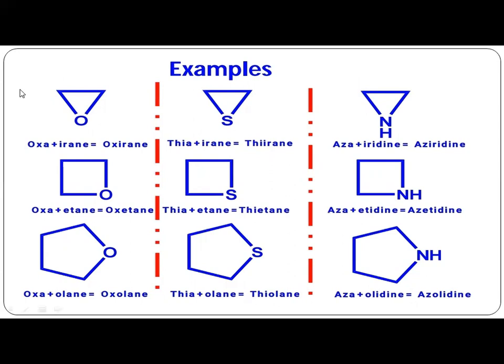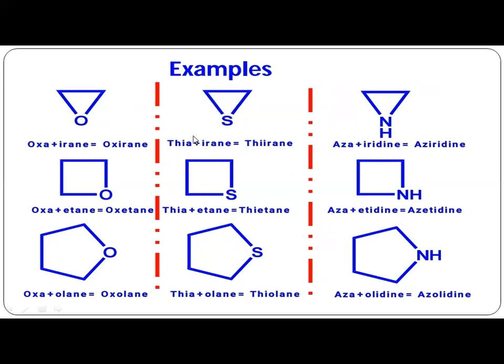These are some examples of the Hantzsch-Widman system. Let's see the first. It is a 3-member ring, and it is a saturated ring. There is no double bond present here. So it is a saturated 3-member ring, and the suffix will be irane. As we said, the heteroatom is oxygen, and for oxygen we are going to use oxa. So combining these two things, we get its name as oxirane. Next one, let's see. It's also a 3-member, saturated ring.